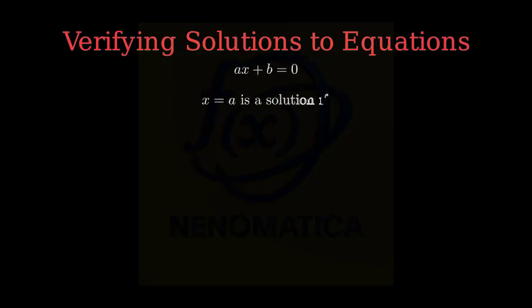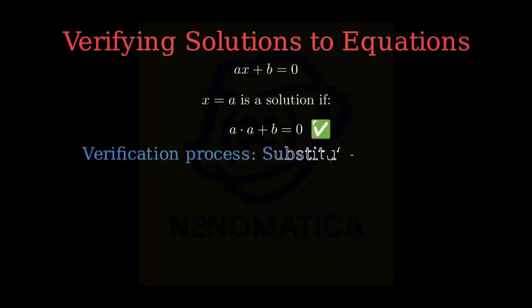If we have a linear equation in the form ax plus b equals 0, then a potential solution x equals a would satisfy the equation only if, when we substitute this value back into the equation, we get a true statement. In other words, we need to check if a times a plus b equals 0 is true. If it is, then x equals a is a solution. If not, then x equals a is not a solution. This process of substituting a value back into the equation to check if it works is known as verification or checking. Now, let's look at our first example.